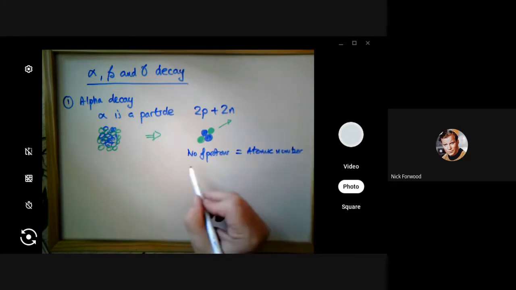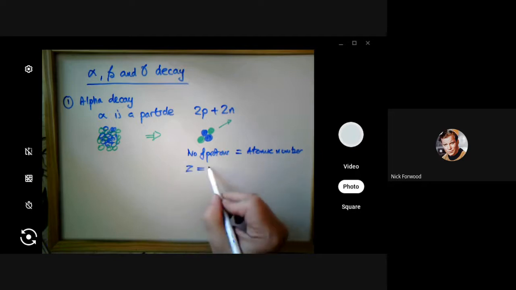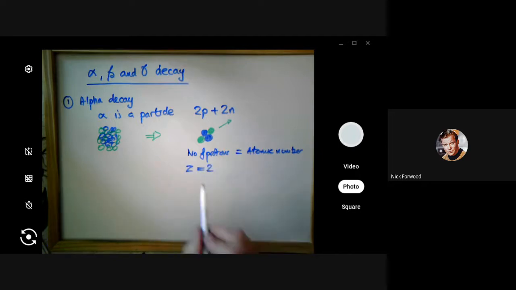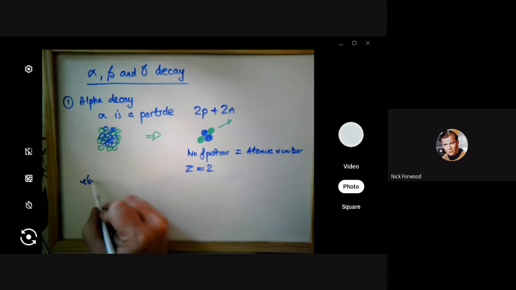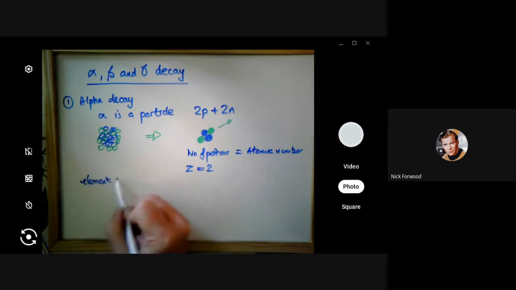So Z is equal to the number 2. And what does Z equal number 2 and the number of protons mean? It tells you its position in the periodic table as well. So if you go to the periodic table, you'll find that element number 2 is in fact helium.